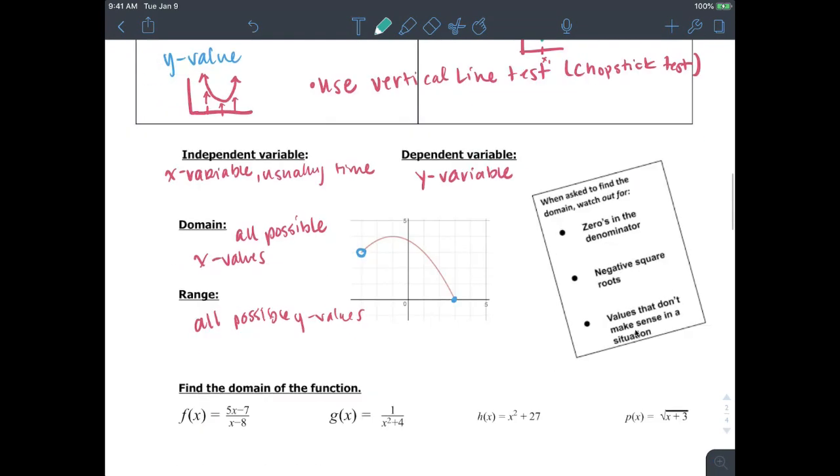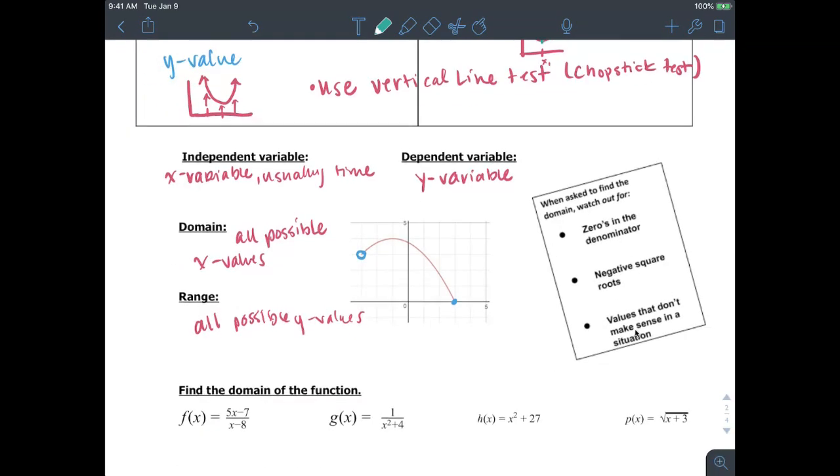Next, we talked about this in class, hopefully: an independent variable is the x variable. It's usually represented by time. And the dependent variable is the y variable. It's usually what we're measuring. In basic student budget, we were measuring the money that the people had each day. So we graph the money as the y variable.